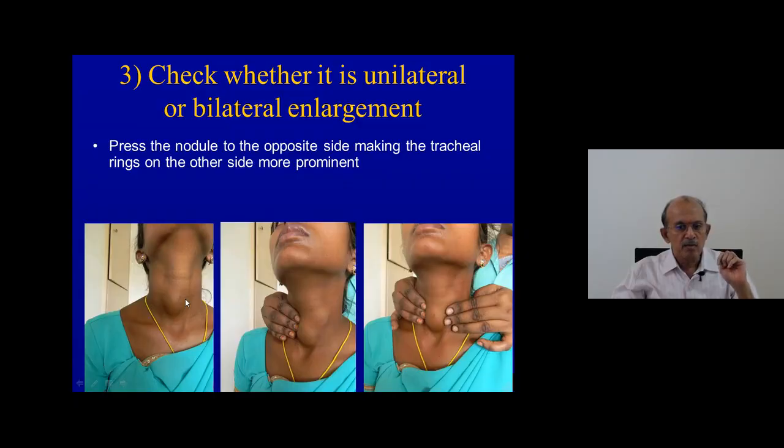How to check? You keep your hand on the right side of the swelling and push it to the left side. Then you can see, here you are not able to see the left lobe. But once you push it to that side, you are able to see the left lobe here. That means it is a dominant nodule. If you don't see this nodule, or if this swelling is not seen, that means this becomes a solitary thyroid nodule.